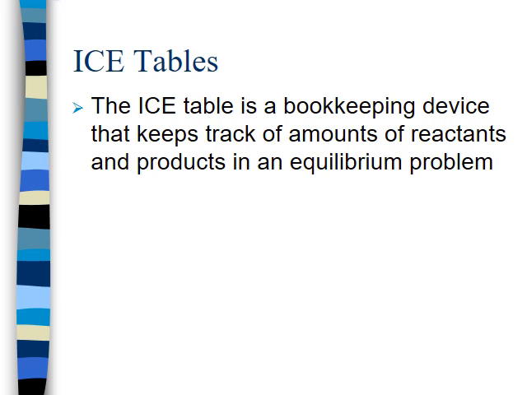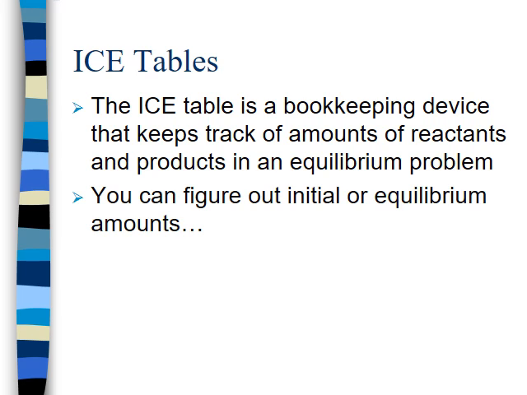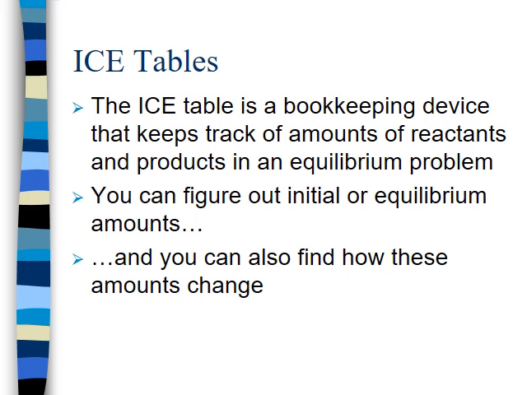So what the ice table is, it's a bookkeeping device. It helps you keep track of the amounts of reactants and products in an equilibrium reaction. And that's the most challenging aspect of these problems, of keeping track of how much reactant and product you have. You can figure out initial equilibrium amounts and the amounts that your reactants and products change. Let's look at an ice table.